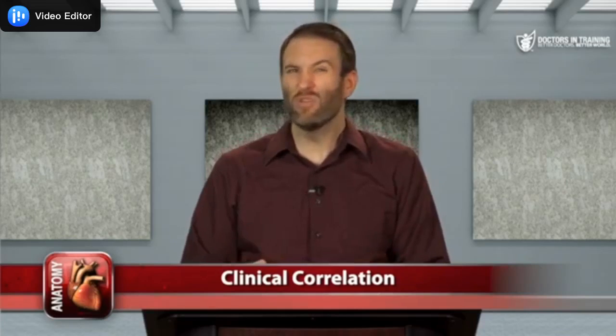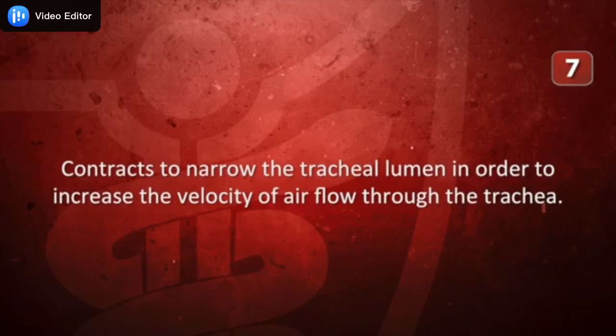The airflow in the central trachea during a cough has been estimated at about 155 miles per hour, so really fast stuff flowing through there. So that answers this next question. How does the trachealis muscle assist in coughing? Remember, it contracts to narrow the tracheal lumen in order to increase the velocity of airflow through the trachea.